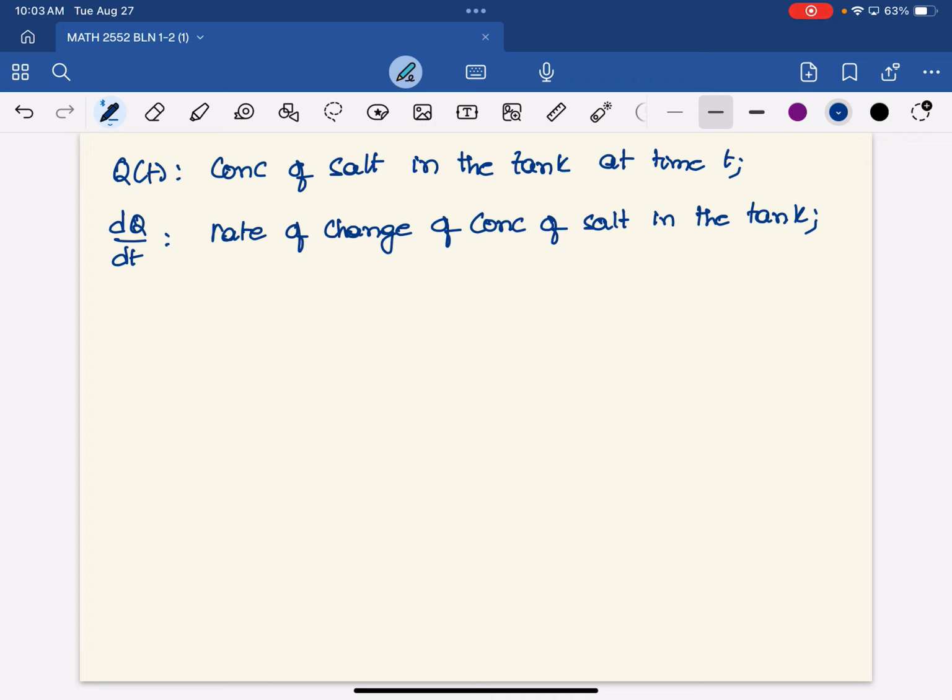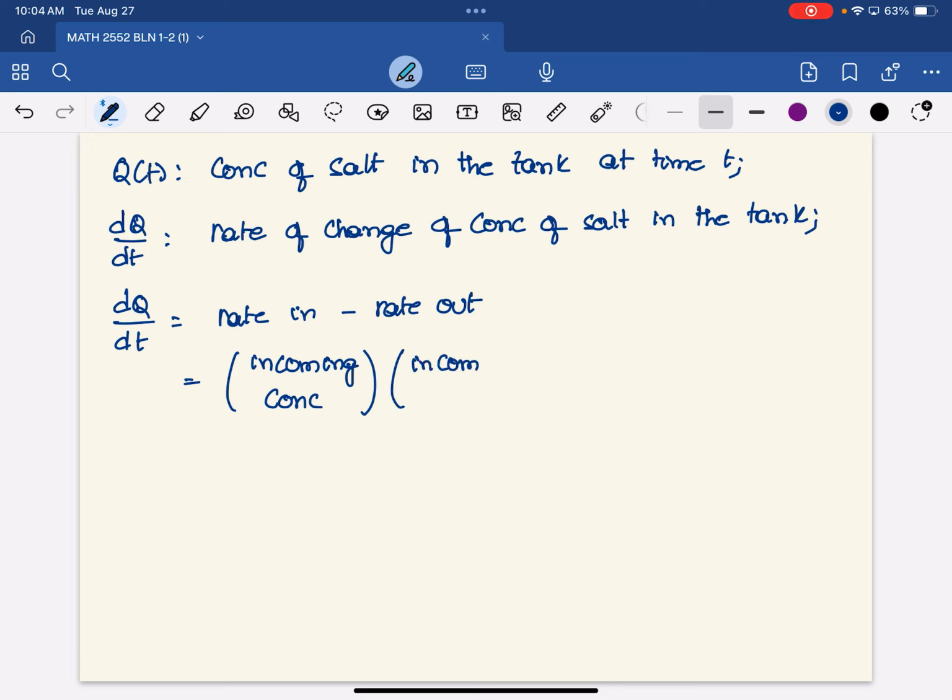Is that clear? Now what we would see is that dq dt depends on incoming concentration minus outgoing concentration. So it is rate in minus rate out. Now what is rate in? Rate in is incoming concentration times the incoming speed, minus outgoing concentration times outgoing speed.